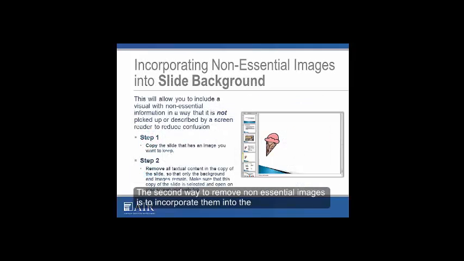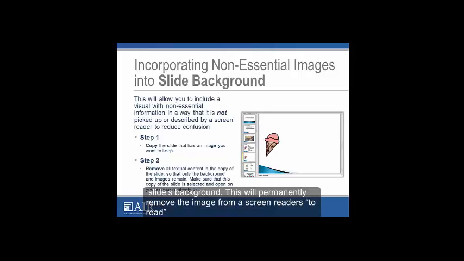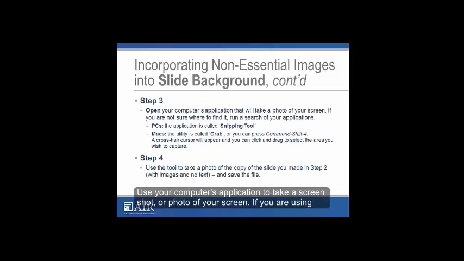The second way to remove non-essential images is to incorporate them into the slide's background. This will permanently remove the image from the screen reader's To Read list. First, copy the slide with the image you want to incorporate. Next, remove all textual content from the copy of the slide you made in step 1. Only the background and non-essential images should remain.